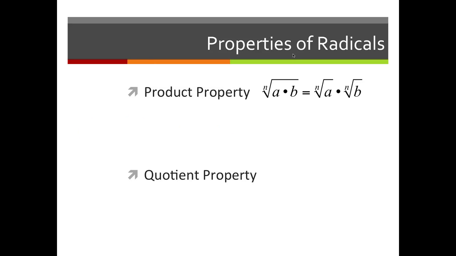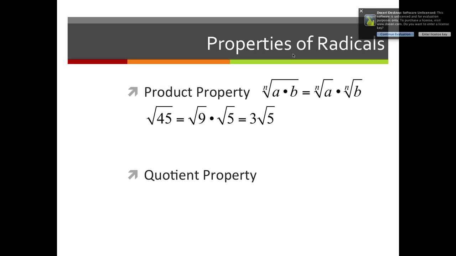Okay? This property is quite useful in both directions. For example, I can start out with something like the square root of 45. I can consider 45 to be my product, and I can say, well, the factors of 45 would be 9 and 5. So I can take the square root of those separately, and because 9 is a perfect square, I can take the square root of 9 and get 3, and then I have 3 square root of 5. We've seen that in our previous lessons, and this is why we're allowed to do it.